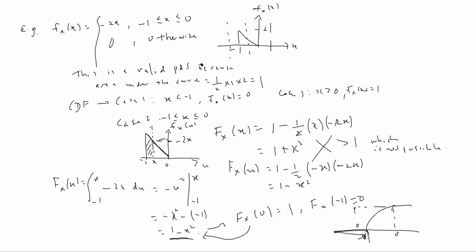Make sure you know how to draw it, because what happens is, x squared, you know how x squared looks like? Because I'm drawing from -1 to 0. X squared looks like what? It looks like this.